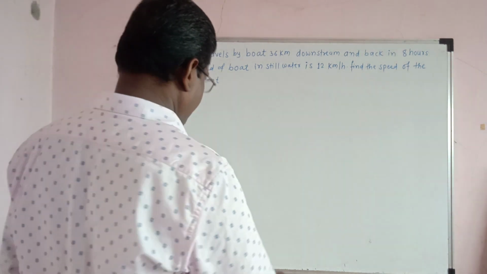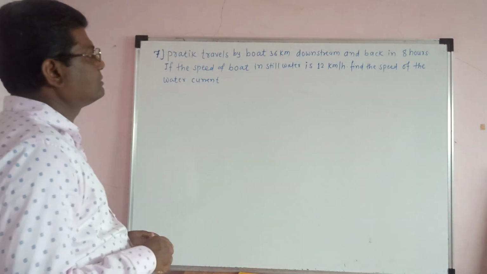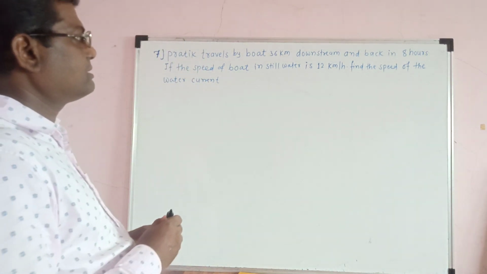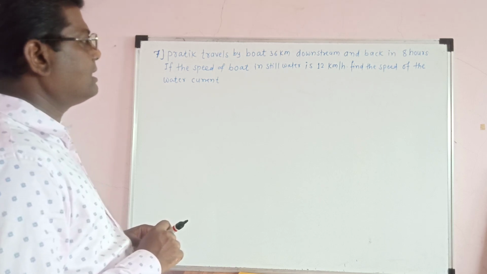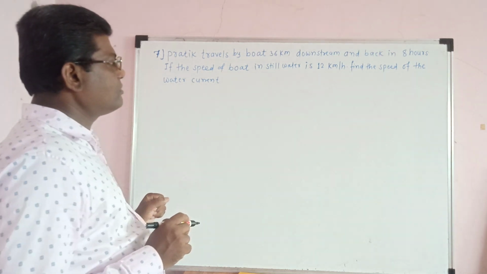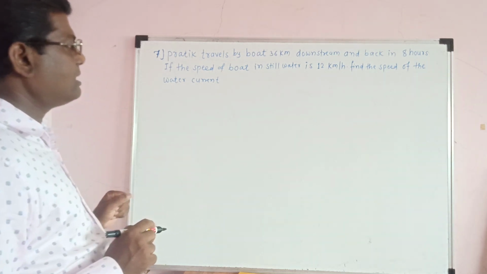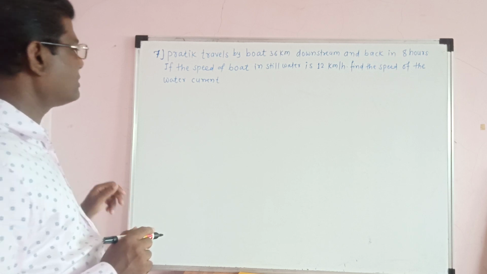Example number 7. Pratik travels by boat 36 km downstream and back in 8 hours. If the speed of boat in still water is 12 km per hour, find the speed of water current.